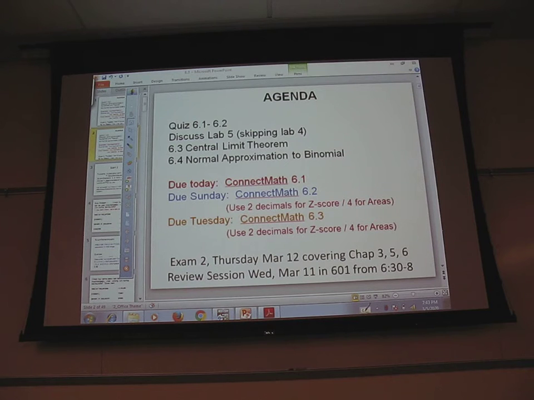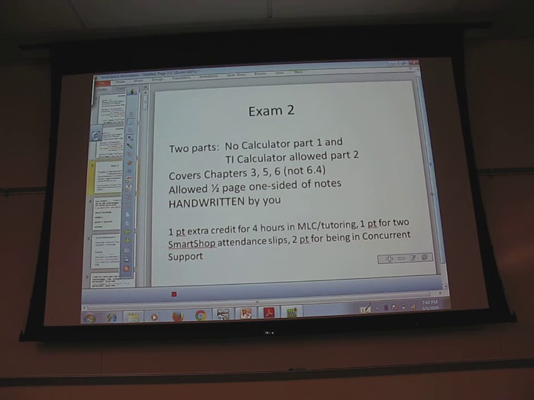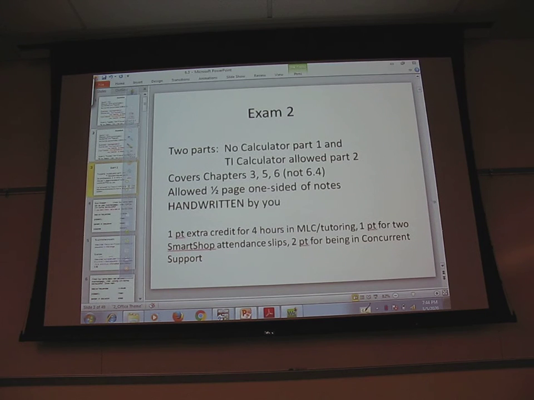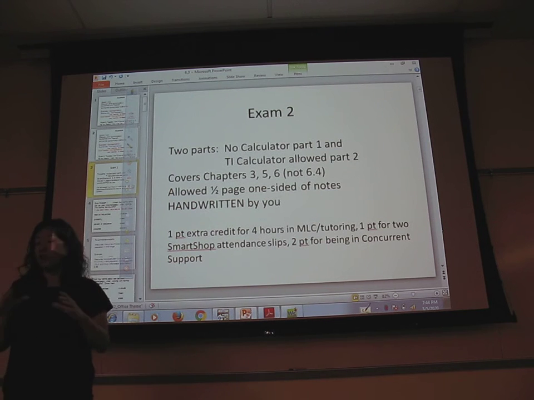Quick notes about the exam. It covers chapters 3, 5, and 6, but not 6.4. You're allowed half a page, one-sided, of notes, handwritten by you. And again, you're going to have 2 parts. You're going to have a part where you use a basic calculator, a real simple basic calculator that can only add, subtract, multiply, divide, maybe square root.